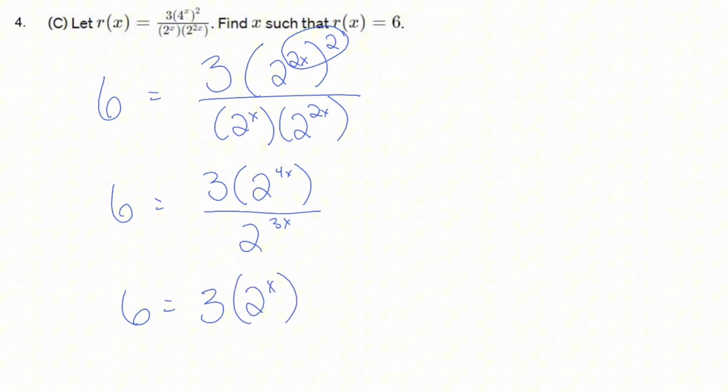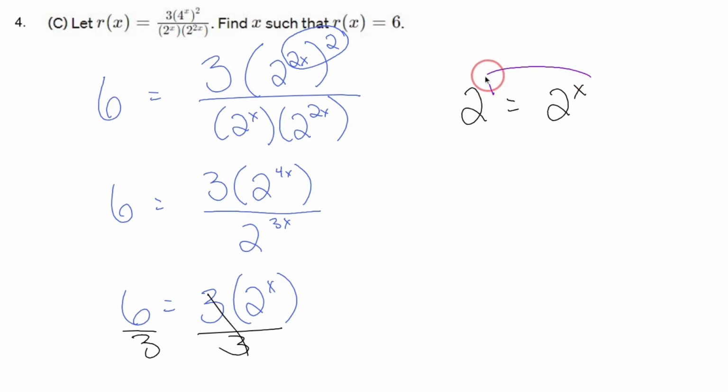Now what I can do is divide both sides by 3. The left side becomes 2, and 2 equals 2 to the x. If only I knew what the exponent was for 2. I do know it's 1. So if you have terms of the same base being equal to each other, set its exponents equal to each other, and 1 will equal x, or x will equal 1 because that's proper.